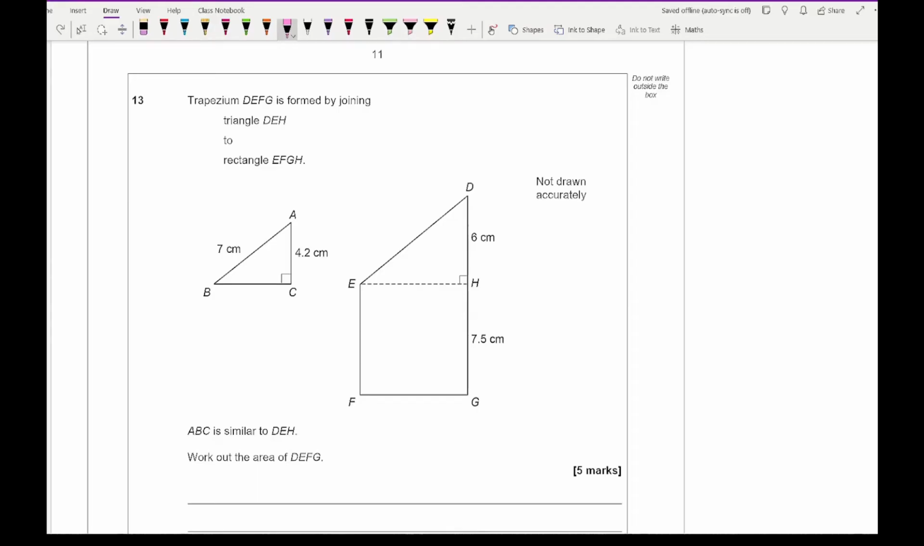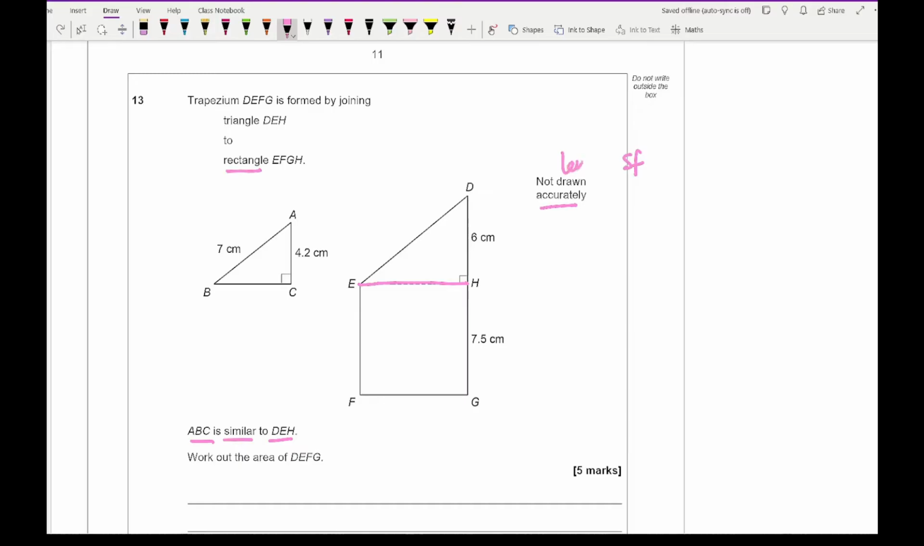In order to work out the area of the big shape, we need to work out what this length here is. It's not a square, even though it may look like a square, because it's not drawn accurately, and it tells us that it's a rectangle. So what I need to do is work out this length. Now how do I do that? Well, we know that the triangles are similar, so I then need to work out the scale factor.